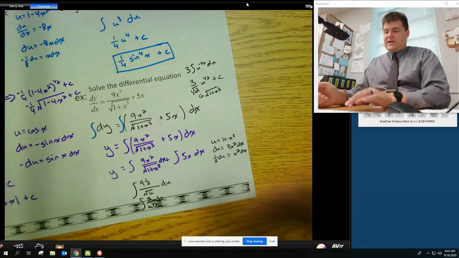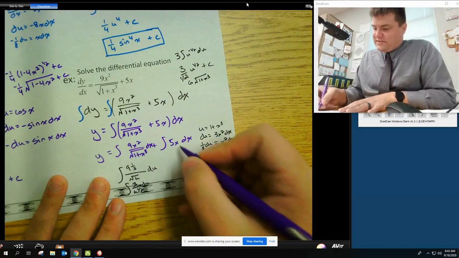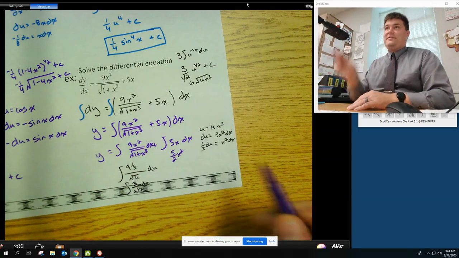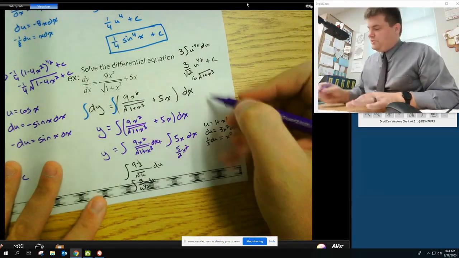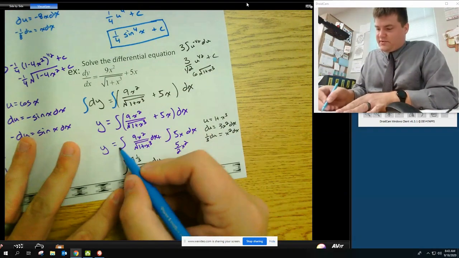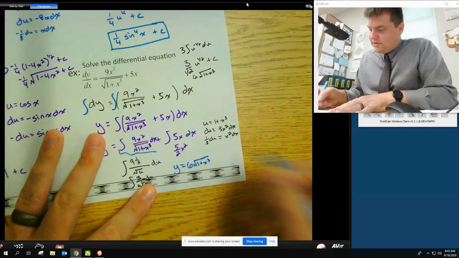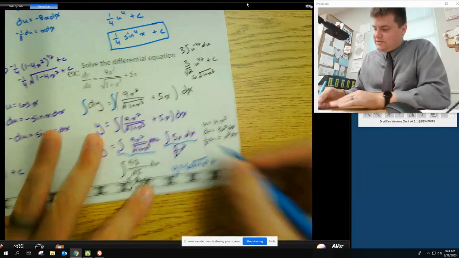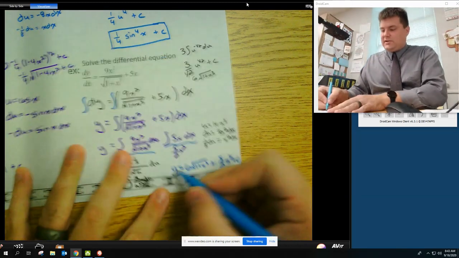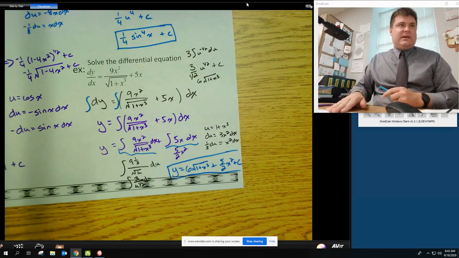Awesome. So now I figured this one out. Now let's go ahead and figure this one out. Antiderivative of 5x is just going to be 5 halves x squared. Awesome. So I have all this side work. So now what I'm going to do is put everything together. So I'm going to be left with y equals the antiderivative of this, which I found out is just going to be 6 root 1 plus x to the third, plus antiderivative of this, which is just 5 halves x squared, plus my constant, which I do not know yet. And that wraps everything up.